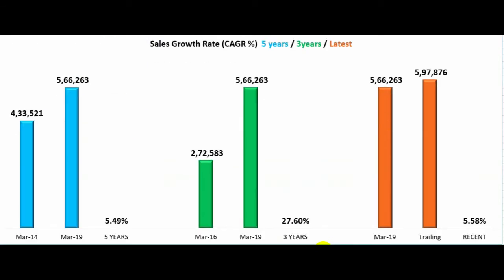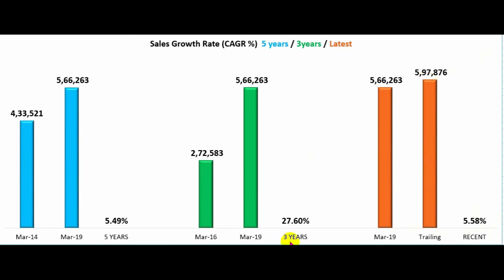As usual, we'll begin with the sales growth rate, CAGR percentage of the last 5 years, 3 years, and the latest 2019 to the recent 12 trailing months. So in the recent 12 months compared to March 19, there was a growth of around 5.5% in sales. That is, sales increased from 5,66,000 crores to 5,97,000 crores.